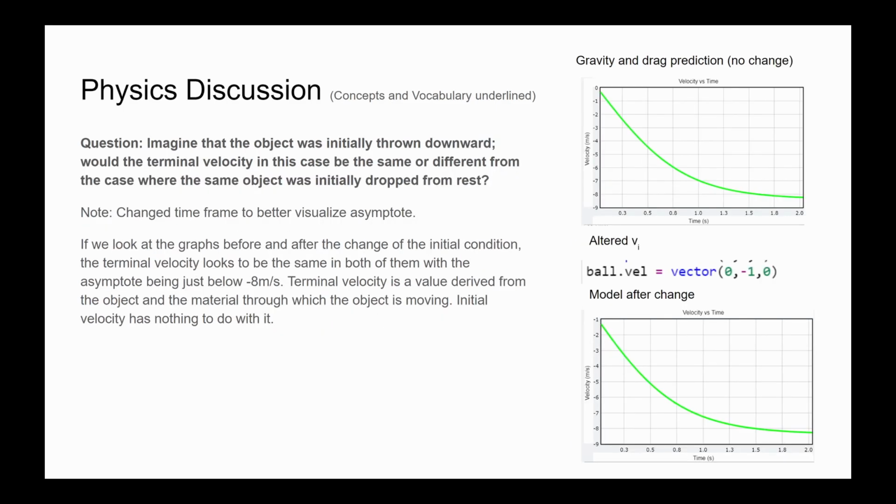The second question is, if you were to throw it down with an initial velocity, would there be a different terminal velocity? And the answer is no. If you look at the changes that I made to the code, which is to change the initial condition of velocity, both terminal velocities are actually the same, just below that -8 value. So terminal velocity is a value derived from the object and the material it's passing through. Initial velocity has nothing to do with it. It might reach it a little bit quicker if you have a higher initial velocity, but it's still going to approach that same value.